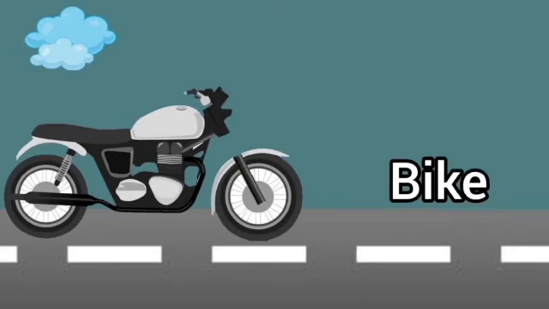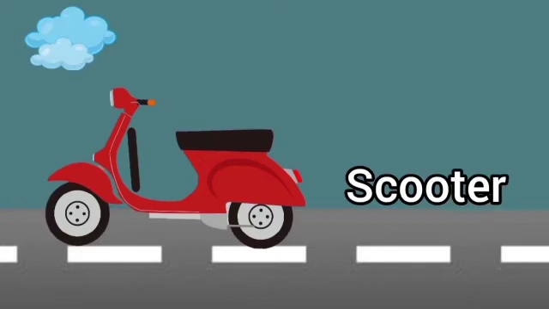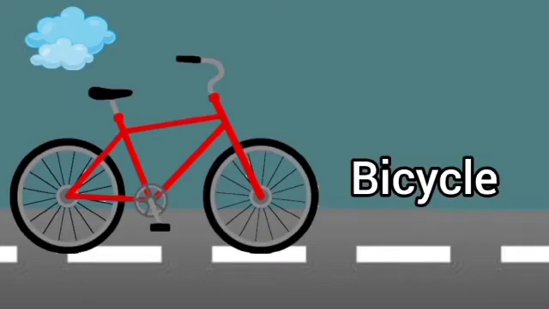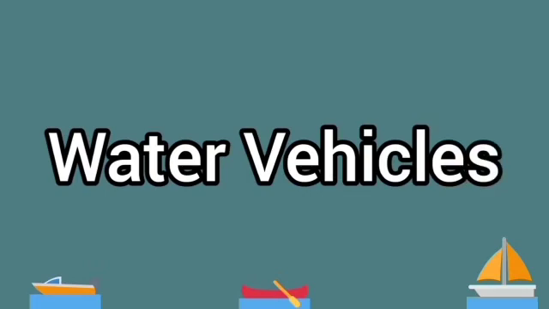Next is bike. This is a scooter. Next is bicycle, a very eco-friendly land vehicle. Now, water vehicles. Vehicles that move on water are called water vehicles.